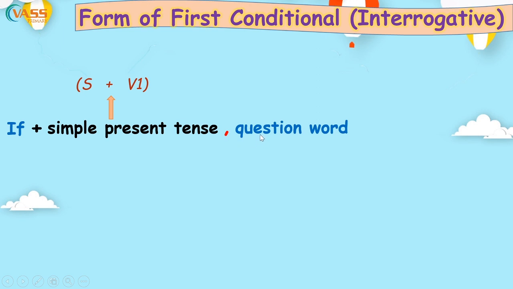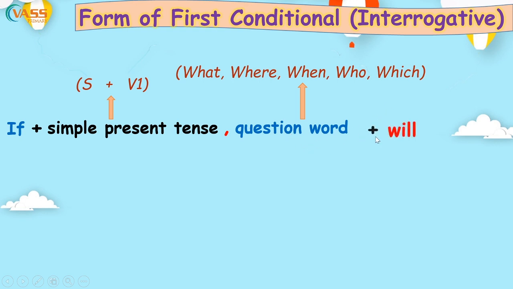Then we have our question word. Our question word could be what, where, when, who, which. Okay? Our question word. And then will. Remember, because this clause is in future tense. Subject and verb. Just like here. Subject, verb, same. Our verb is in base form because we have will. And will makes it future. Okay?